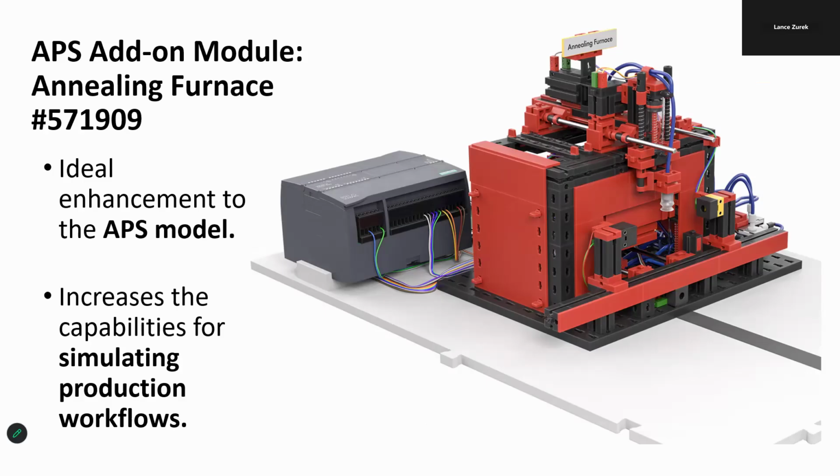Now, in a break with previous fischertechnik factory releases, the APS model has been designed to allow for possible expansion. Currently, there are 2 additional modules available for purchase separately, which can also be incorporated if one wishes to expand the functionality of the model. The first of these is the annealing furnace.